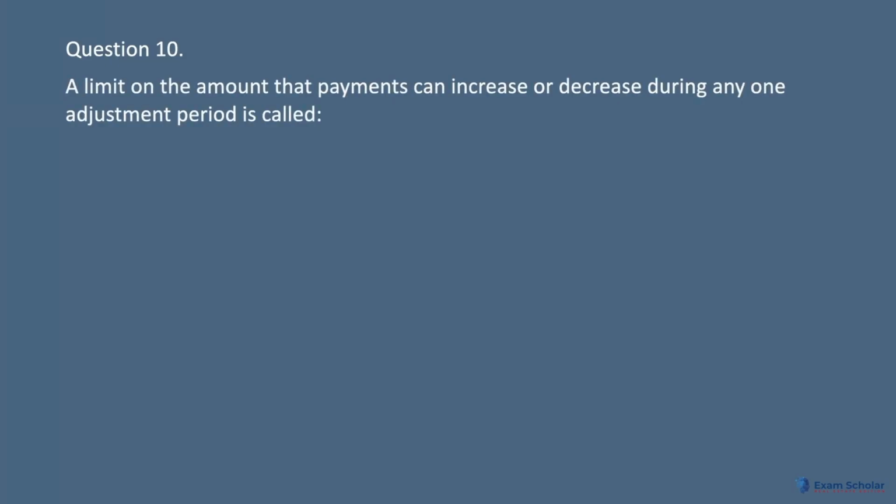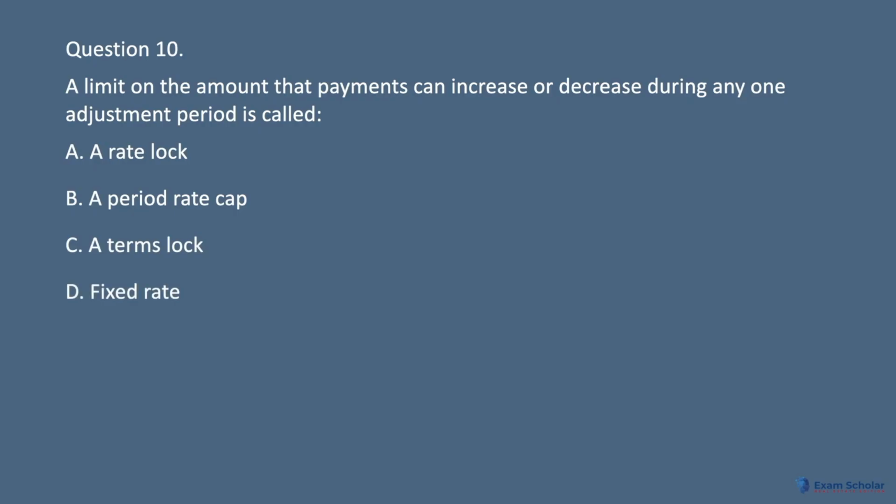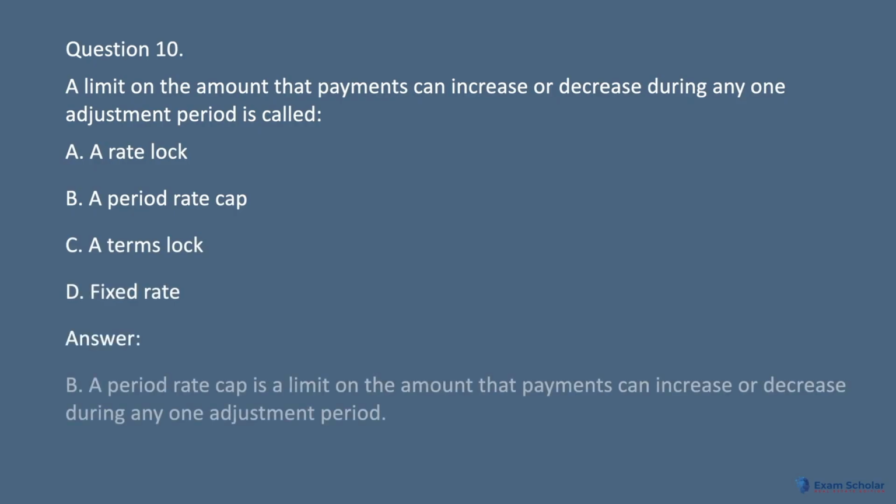Question 10. A limit on the amount that payments can increase or decrease during any one adjustment period is called A. A rate lock. B. A period rate cap. C. A terms lock. D. Fixed rate. Answer: B. A period rate cap is a limit on the amount that payments can increase or decrease during any one adjustment period.